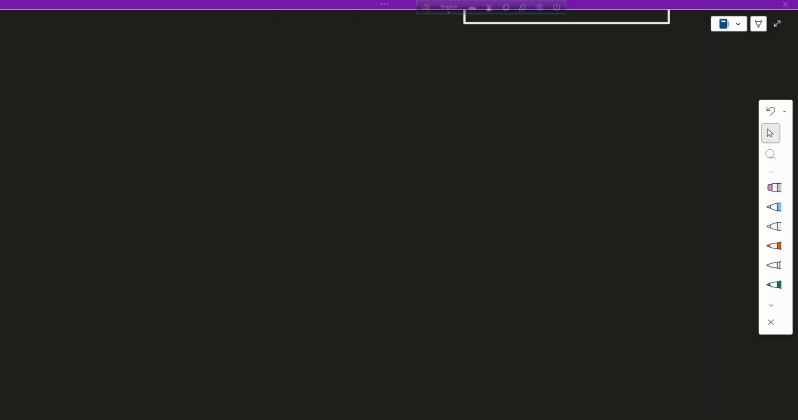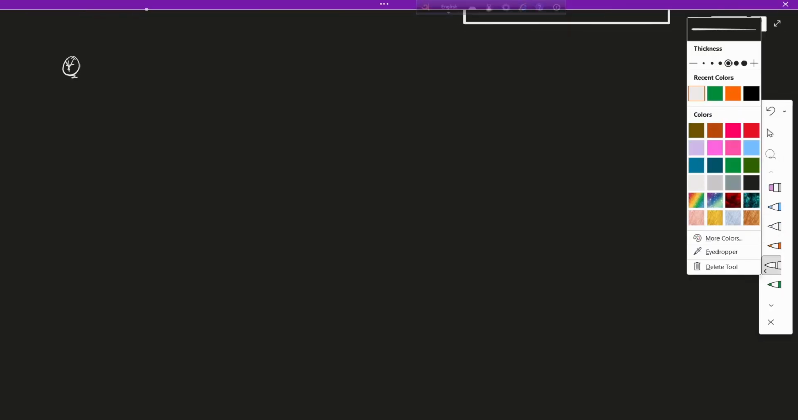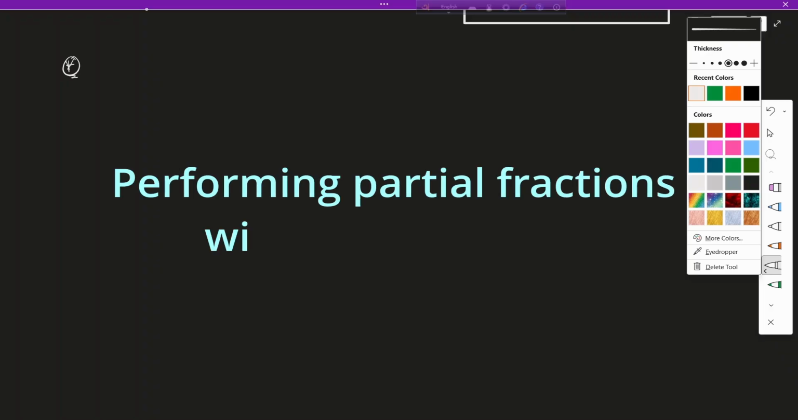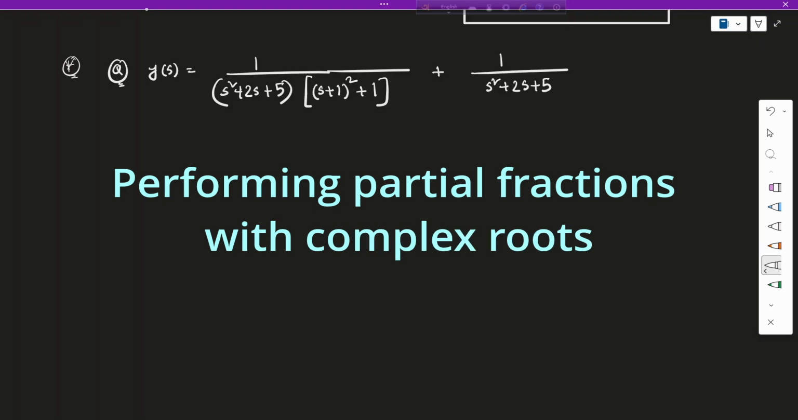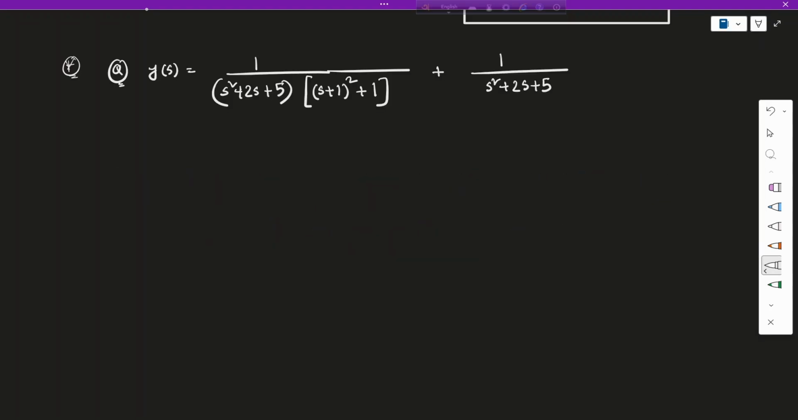All right, as we are done with the cover up method of calculating partial fractions, now we move on to another method. First of all, without defining the type, let's look at an example and then define the type. That would be easier. So let's say we have a function of s, like this. This is the form of the function.